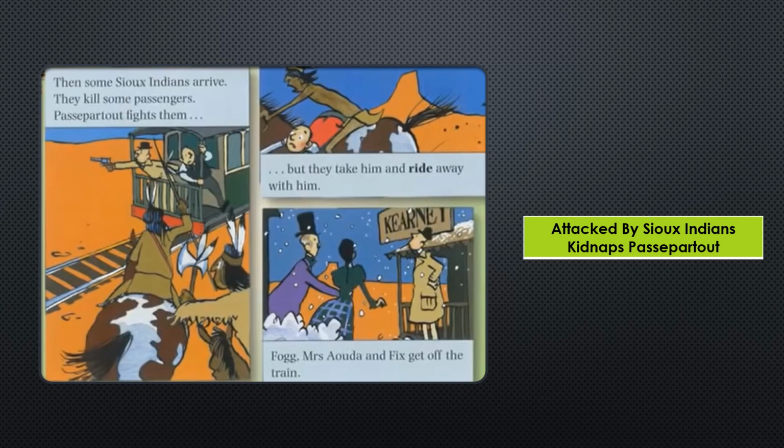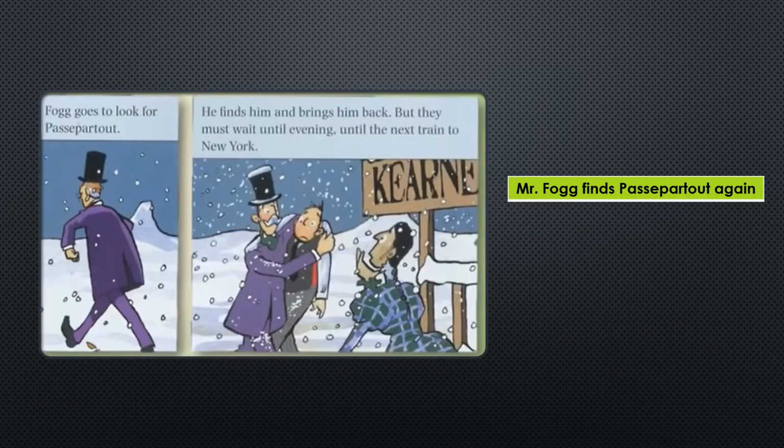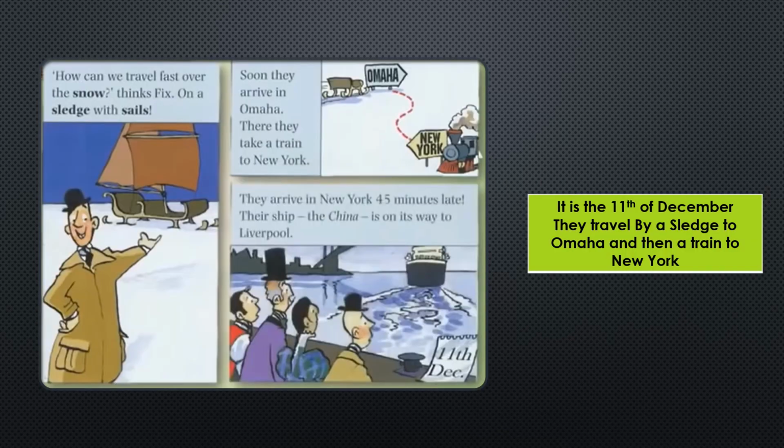Passepartout fights them, however, they manage to take Passepartout with them. Mr. Fogg, Mrs. Auda and Fix get off the train and Mr. Fogg goes and looks out for Passepartout. He finds him and brings him back, but they must wait until evening for the next train to New York. They send Fix on the sledge with sails.